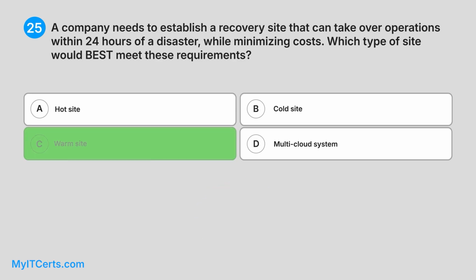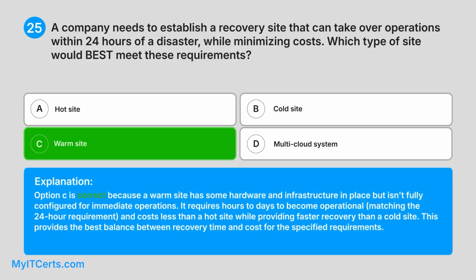Correct answer, C. Warm site. Explanation. Option C is correct because a warm site has some hardware and infrastructure in place, but isn't fully configured for immediate operations. It requires hours to days to become operational, matching the 24-hour requirement, and costs less than a hot site, while providing faster recovery than a cold site. This provides the best balance between recovery time and cost for the specified requirements.